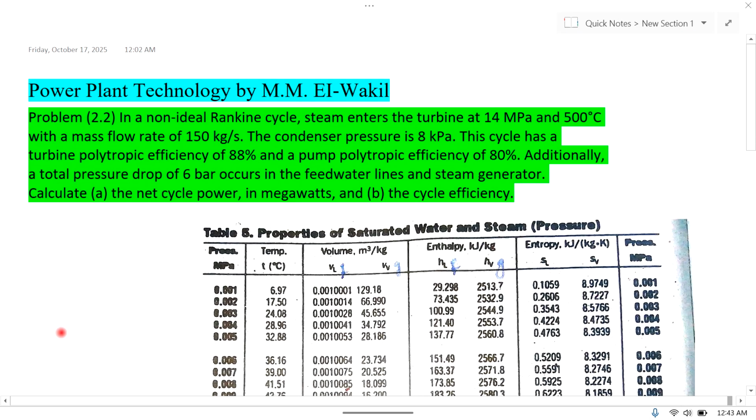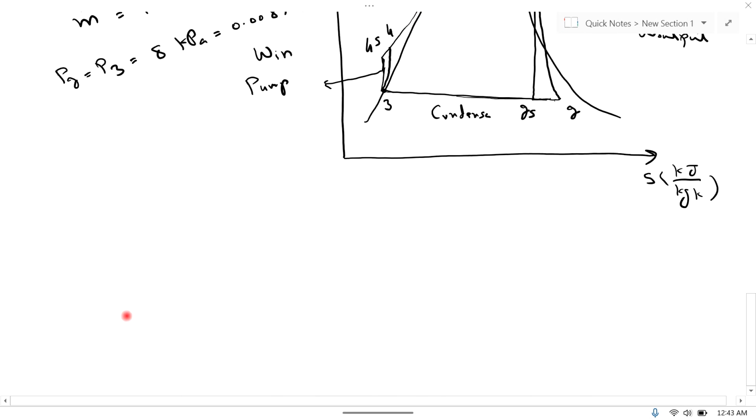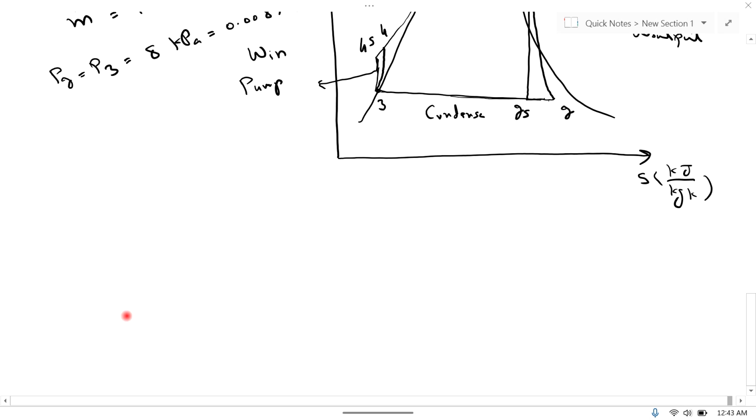Similarly, the cycle has a turbine polytropic efficiency of 88% and a pump polytropic efficiency of 80%. So the polytropic efficiency of the turbine is 88%, which is 88 divided by 100, equal to 0.88. Similarly, the polytropic efficiency of the pump is 80%, which is 80 divided by 100, equal to 0.8.